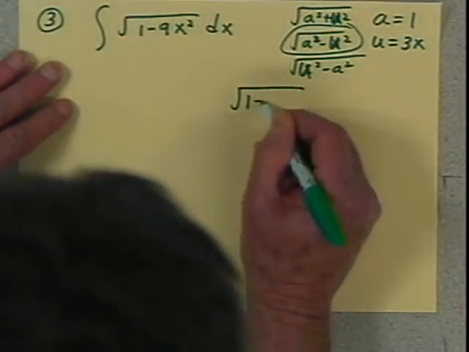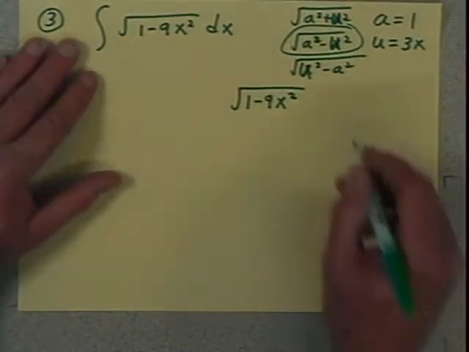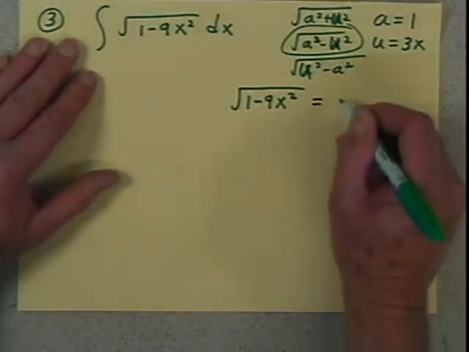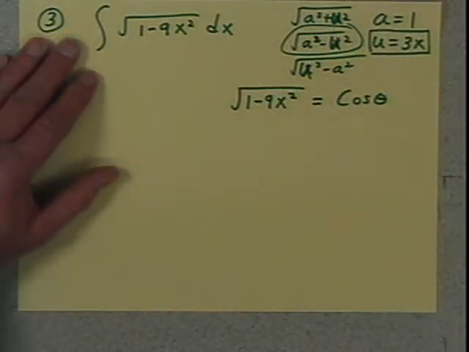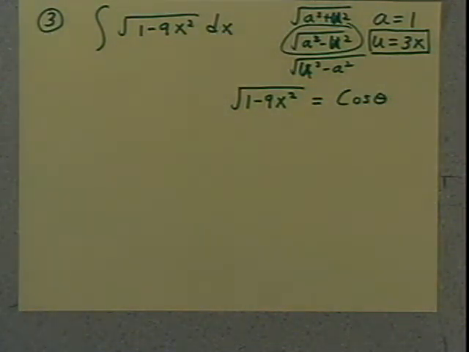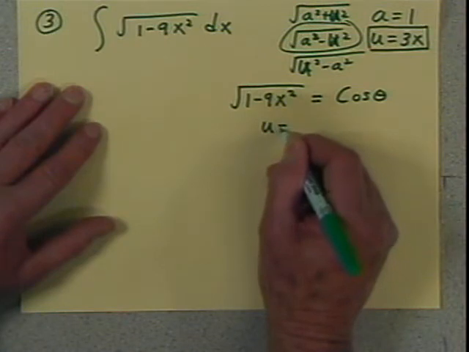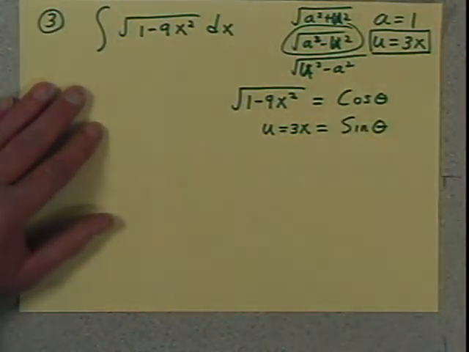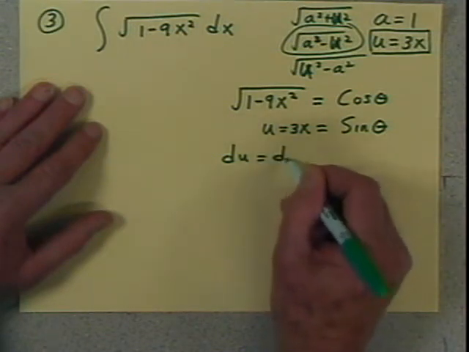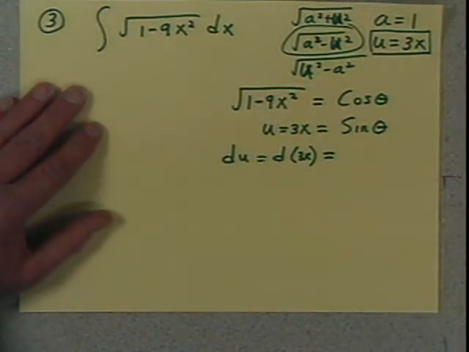First of all, the radical 1 minus 9x squared. Now remember, it's a cosine theta. What's a? 1. So it's going to be 1 times cosine theta. But don't forget this, okay? U is assumed to be 3x here. All right, in the next move, well, the u, which is 3x, has to be what? A sine theta. And finally, the du, which is really the derivative of 3x, right? Has to equal what? Cosine theta.